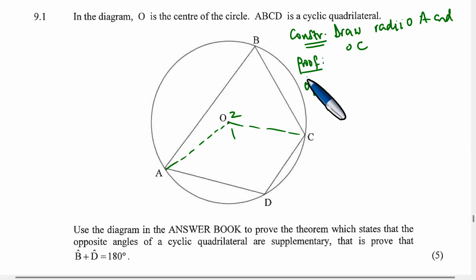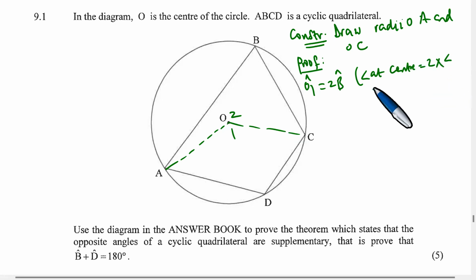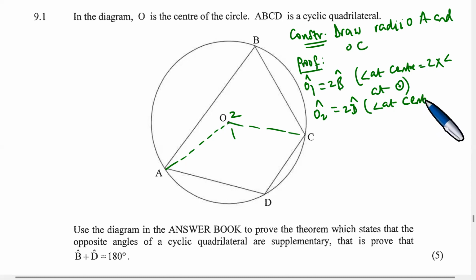Right, we can see that angle O1 is equal to twice angle B. Angle at center equals 2 times angle at circumference. O2 is 2 times D. Angle at center equals 2 times angle at circumference.